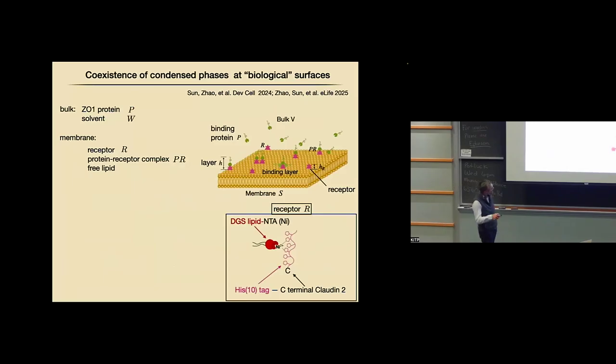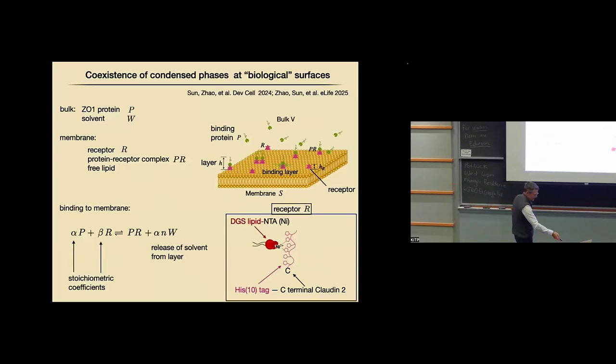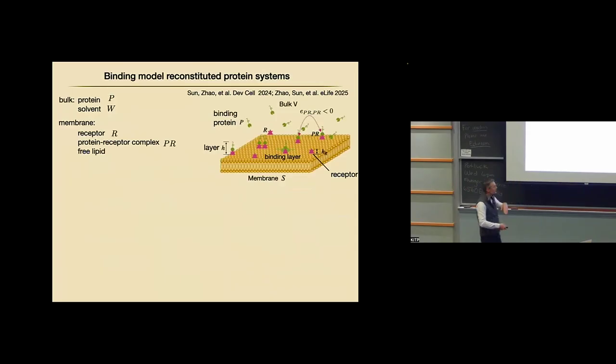They reconstituted the proteins. So the lipids here, actually with a nickel tag, with a his tag, sorry, are bound to the corresponding receptor that has also been reconstituted, claudin 2. And this is how they performed the experiments. And in the model, of course, you have to think about a binding process between alpha proteins and beta receptors, building these protein receptor complexes. And of course, to make volume conservation correct, you have to somehow release some water from this water layer adjacent to the membrane.